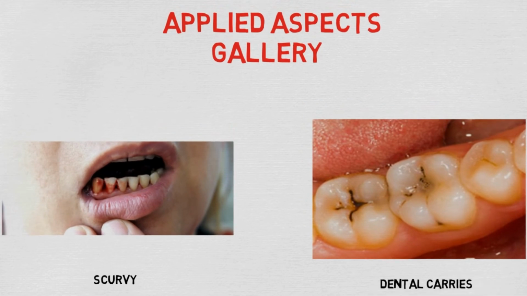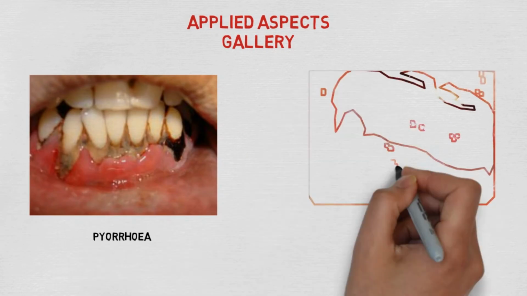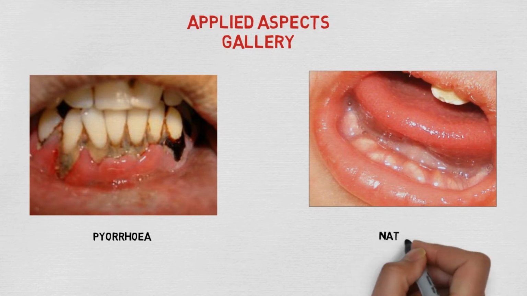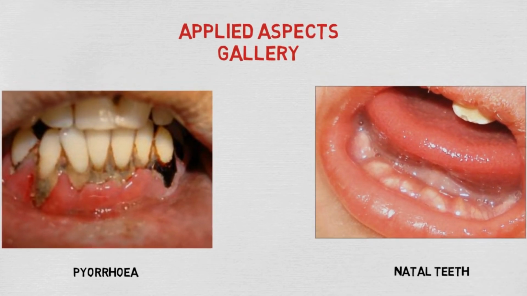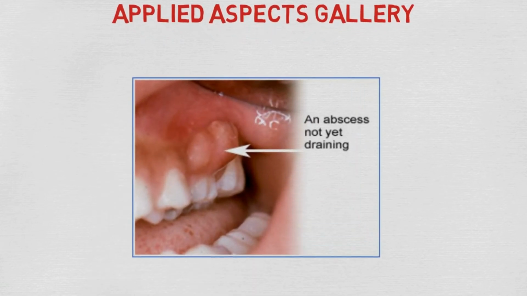Now let's see the applied aspects gallery. Number 1, we have scurvy. Number 2, dental caries. Next in the gallery we have number 3, pyorrhea, also known as pyorrhea alveolaris. Number 4, natal teeth. Next in the gallery we have the picture of an abscess, which is also known as apical abscess.